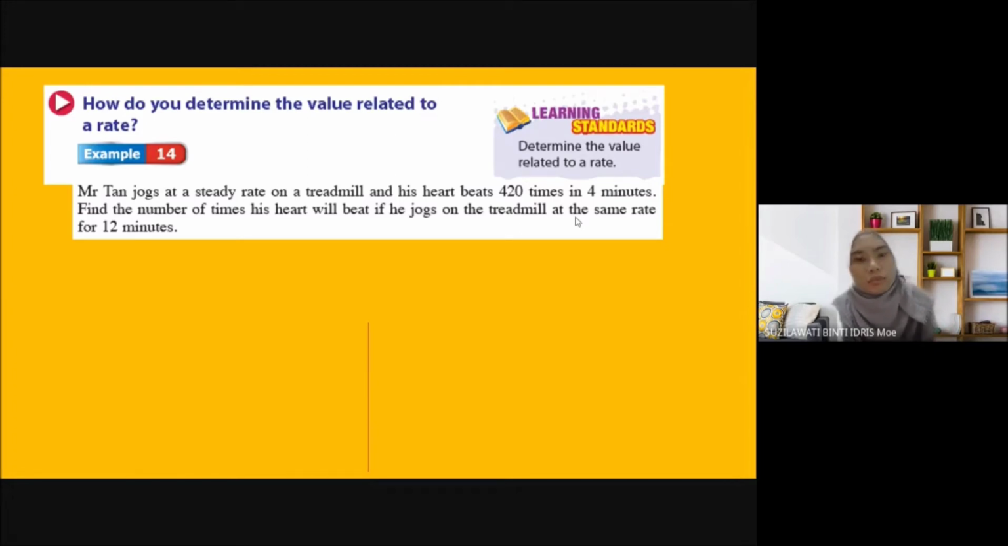Okay, at the same rate here, maksud perkataan at the same rate here referring to this previous sentence, which is 420 times over 4 minutes. If you remember, this is how we write rate previously. So the rate is 420 times over 4 minutes.